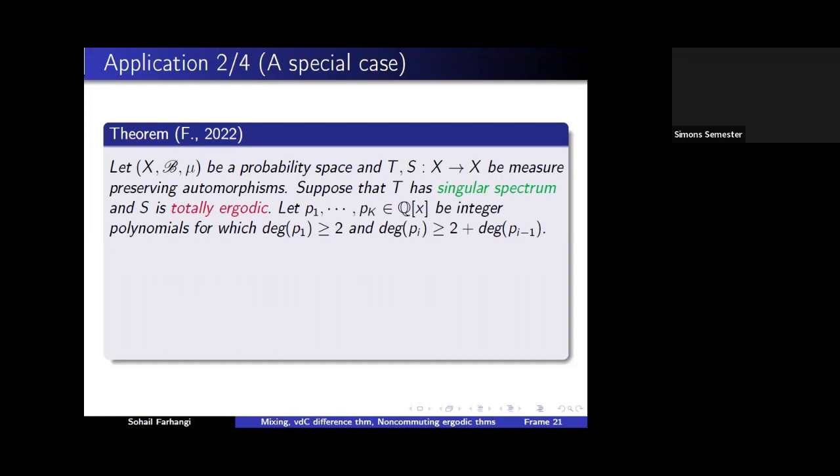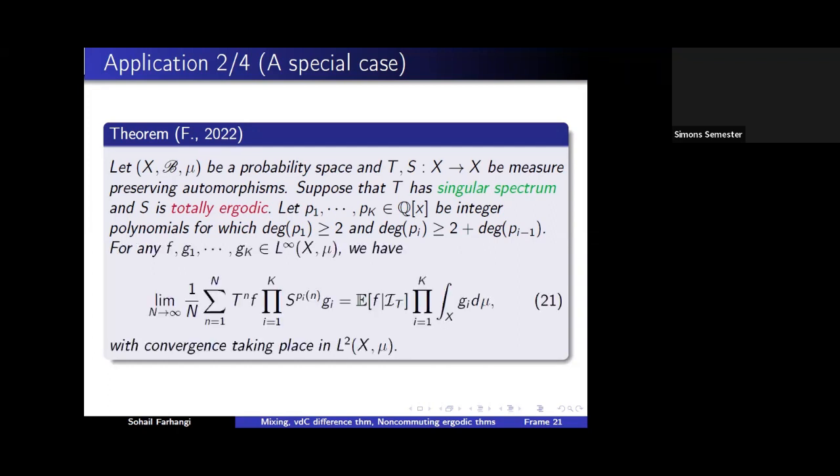I assume that the first one is degree at least 2, right? I can't apply van der Corput to linear polynomials, so I need it to be degree at least 2. And then I assume that each subsequent polynomial has degree 2 more than the previous. So this condition can be relaxed, but just to make it easy to state, I decided to put it in this form.